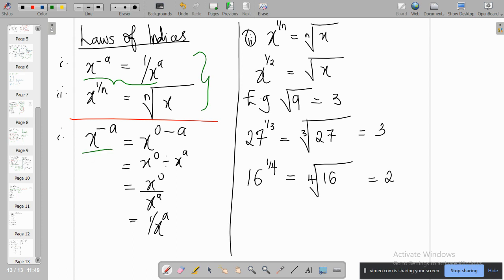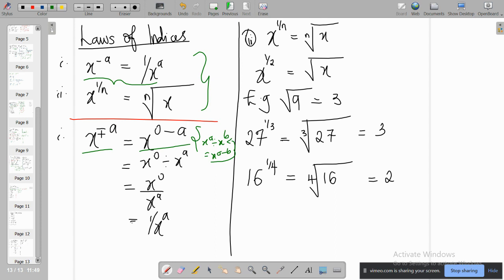So we have here x raised to the power minus a. You agree with me that x to the power minus a means 0 minus a. And from what we have learned from the laws of indices, if you have x raised to the power a divided by x raised to the power b, this is x raised to the power a minus b. So if I have x raised to the power a minus b, I can return it back to x raised to the power a divided by x raised to the power b. And that's exactly what I did here.